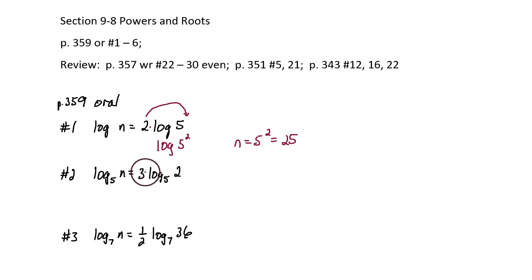On the right side of the equation, instead of writing 3 times a logarithm, we can take that coefficient of 3 and make it be an exponent on the argument of the logarithm. So the right side is log base 5 of 2 to the third power. And if that's equal to this over here, we can see that the n has to be 2 to the third power, which is 8.